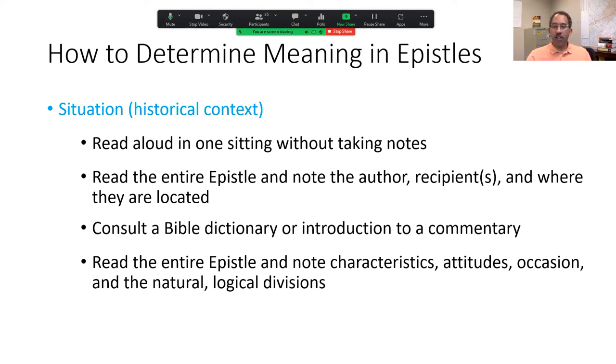You want to take a look at the whole epistle and see where the natural logical divisions are. A lot of times you can tell where the introduction ends and the body begins, and where the body ends and the epistle author is starting a conclusion. A lot of the modern English translations will help you in that, but don't depend on that too much. See if you can see where the big chunks are in that particular letter.